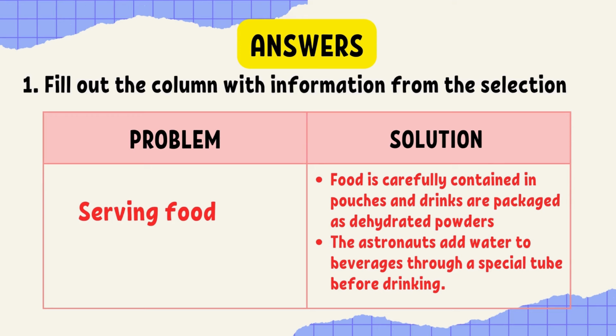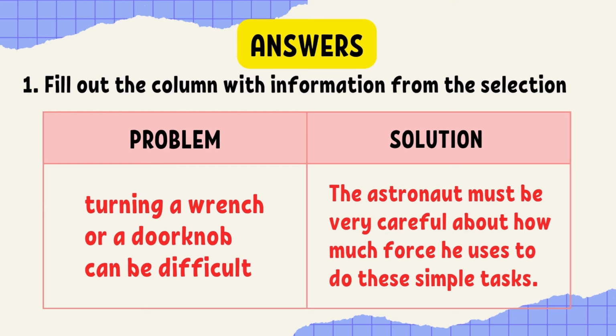Next one is serving food. Solution for that problem is food is carefully contained in pouches and drinks are prepared as dehydrated, packaged as dehydrated powders. And the astronauts add water to beverages through a special tube before drinking. Another problem is turning a wrench or a doorknob can be difficult. The solution is the astronaut must be very careful about how much force he uses to do these simple tasks.